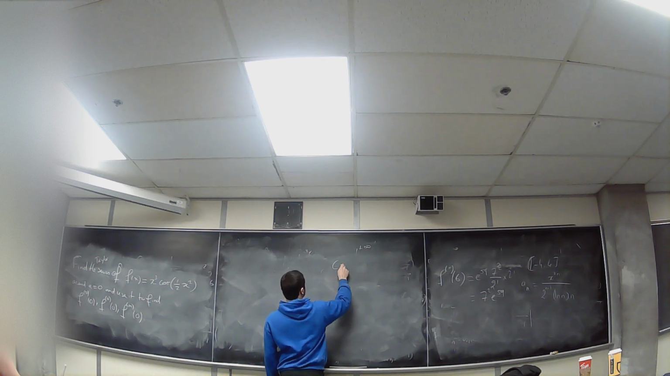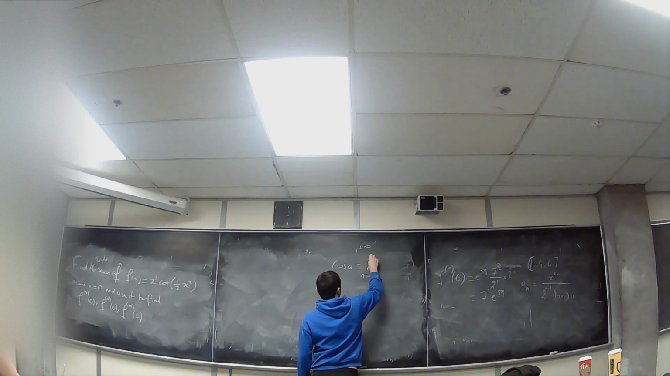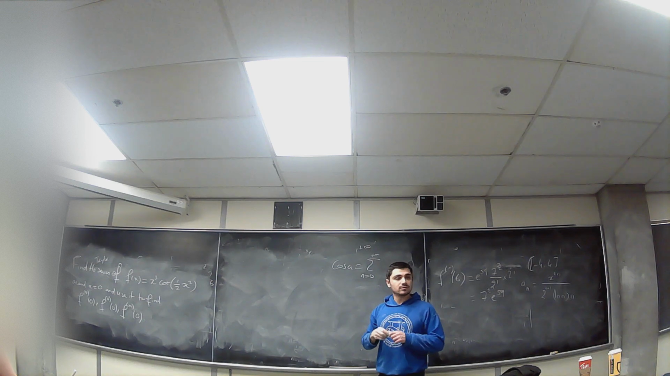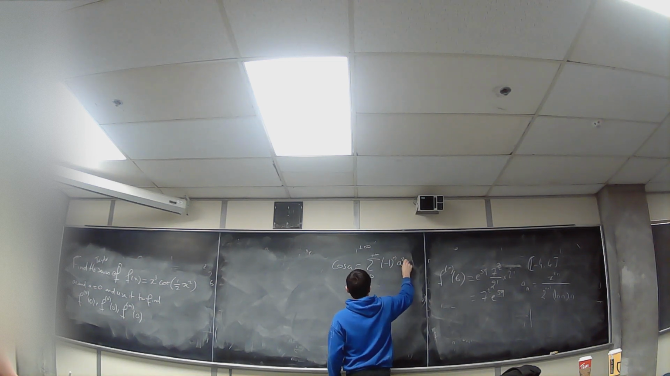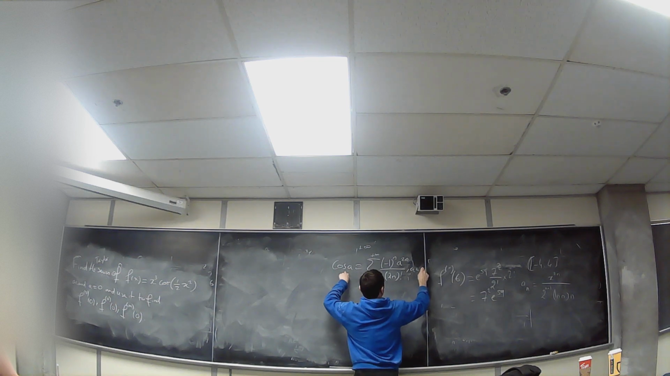Now what is cosine a equal to? Everybody, we all know the series of cosine. Cosine a is the sum n equal to 0 to plus infinity of negative 1 to the n, multiplied by x to the 2n, divided by 2n factorial, for any a in R.